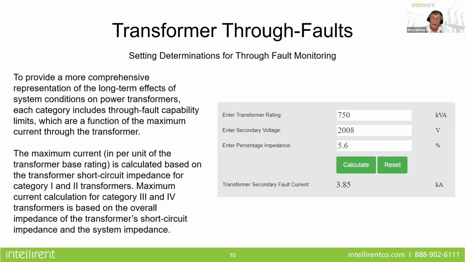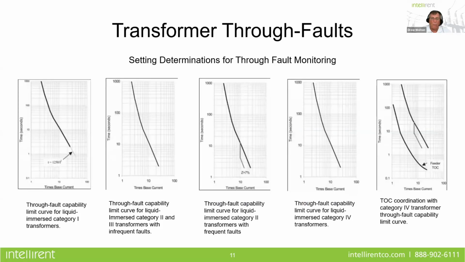What I would highly recommend, in terms of setting a through fault monitor correctly, is to study the instruction manual that comes with the protective relay, as well as consulting your OEM on the transformer itself, and use that information to decipher. But what we're looking at here, and these are setting determinations, is on one axis your fault duration in time and seconds, and then the magnitude in times base current.